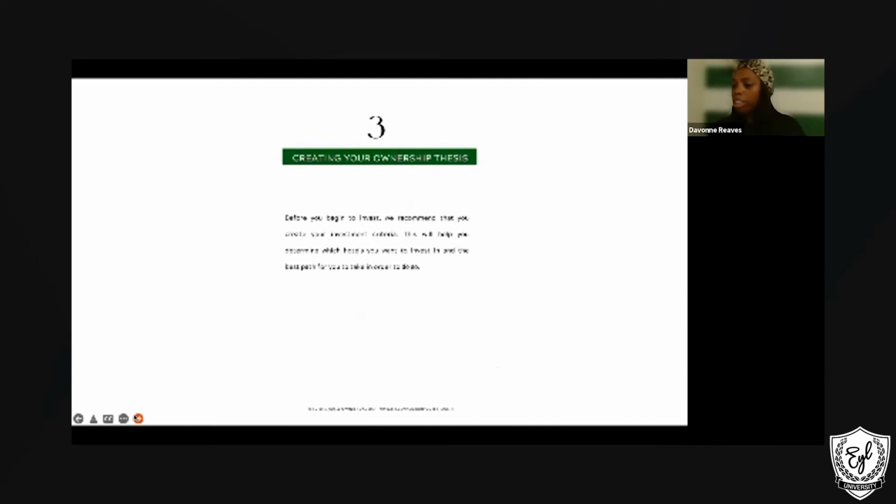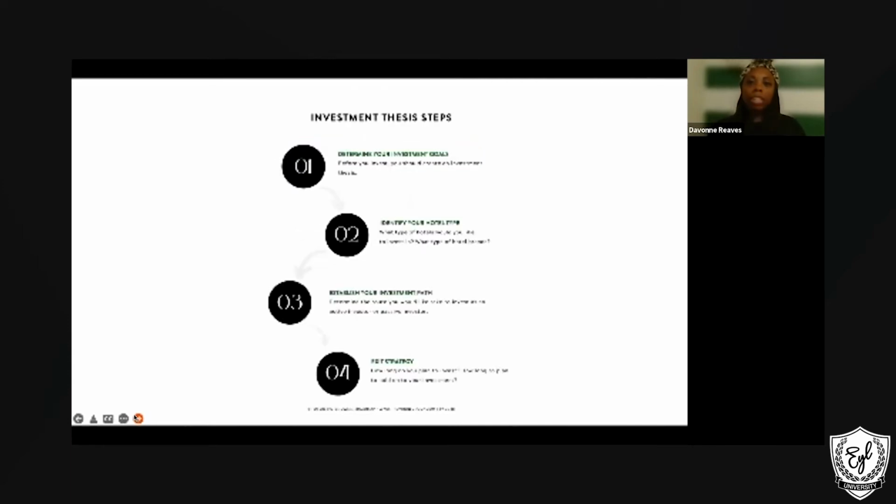Okay, so ownership thesis, think of this as a compass, think of this as a guide, right? Because hotels, it's a complicated asset.